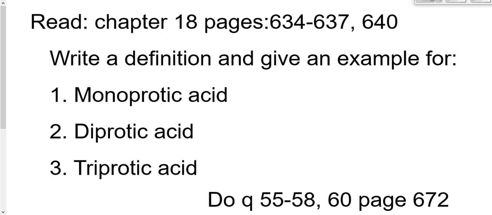You need to practice Arrhenius's definition of what it means to be an acid and a base. I'd also like you to take a look at what it might mean to be a mono-, di-, or triprotic acid. See if you can find the definition for this in your textbook. Take a look in chapter 18 for that definition and see if you can find an example for each as well. There's also a series of questions that you can work on in your textbook in chapter 18.